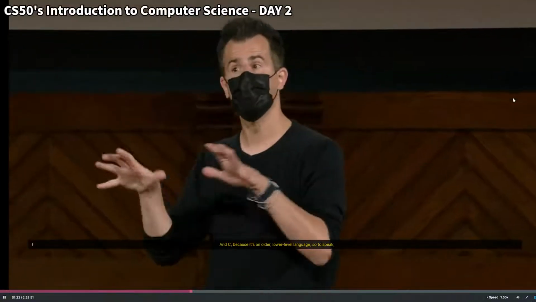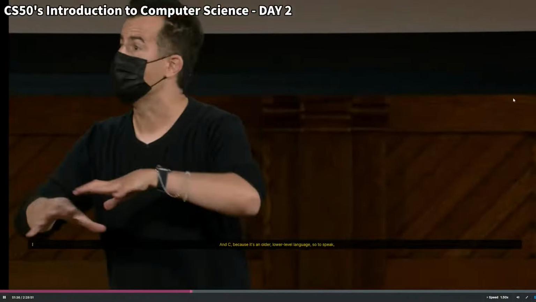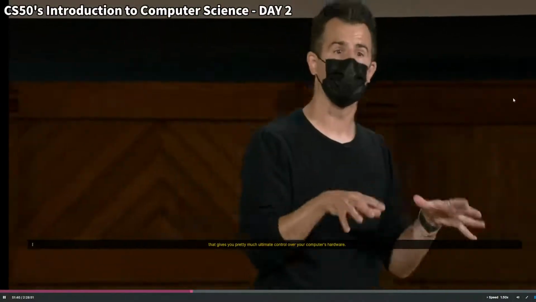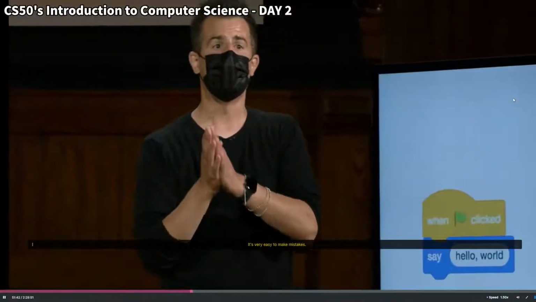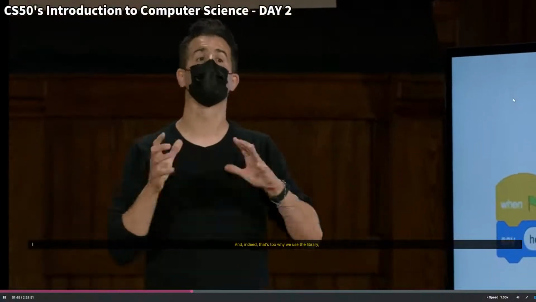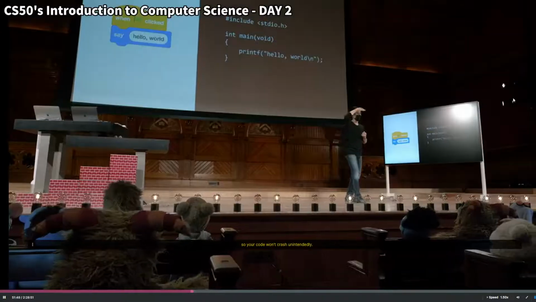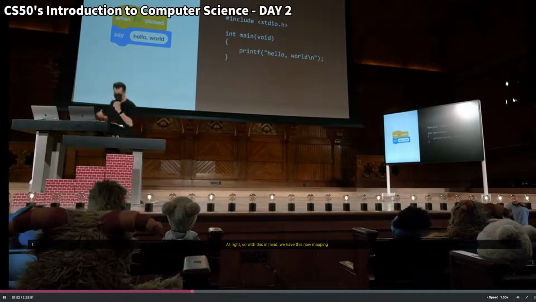And C, because it's an older, lower-level language, so to speak, that gives you pretty much ultimate control over your computer's hardware, it's very easy to make mistakes. And indeed, that's, too, why we use the library, so your code won't crash unintendedly. All right, so with this in mind, we have this now mapping between the Scratch version and the other.